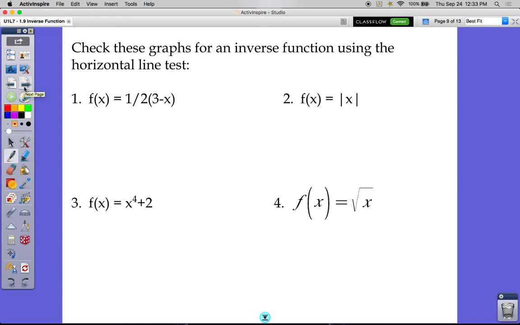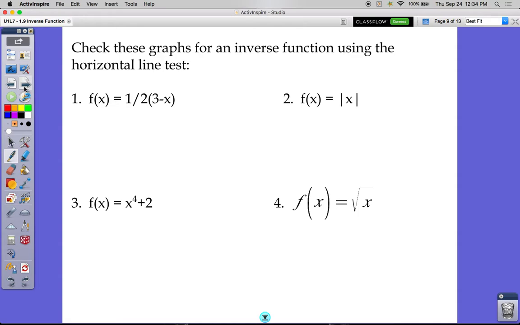So let's check and see, do these graphs have an inverse function using the horizontal line test? Will these pass both the horizontal and vertical line test? So what I want you to do is try to graph these. We're not going to make a table of values. You can use any graphing utility to get a quick sketch. Go ahead and pause and take a look at these graphs first. And then when you are done, come back and check, because here are the solutions.